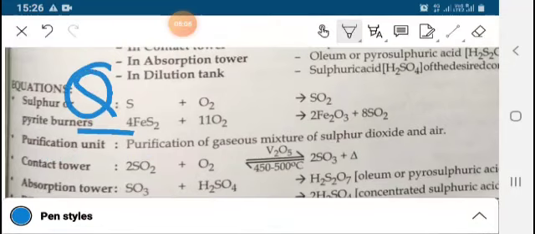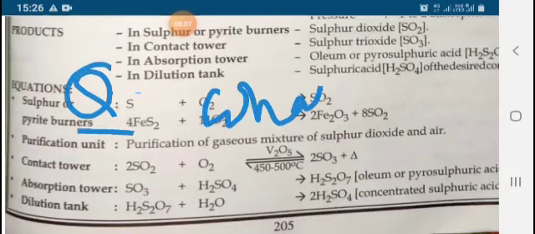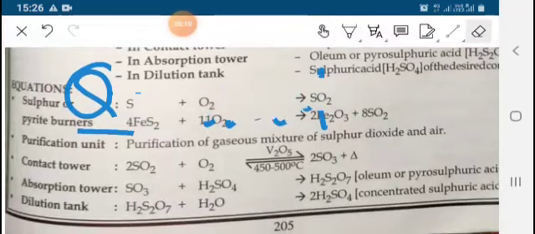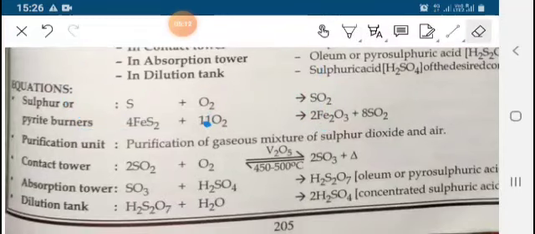What is the contact process? What is the catalyst used? Give the reaction involved in the contact tower.